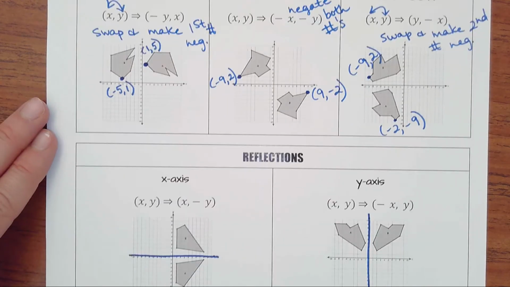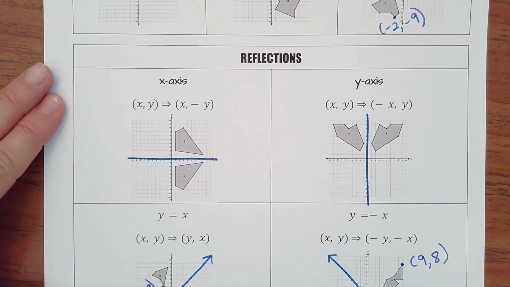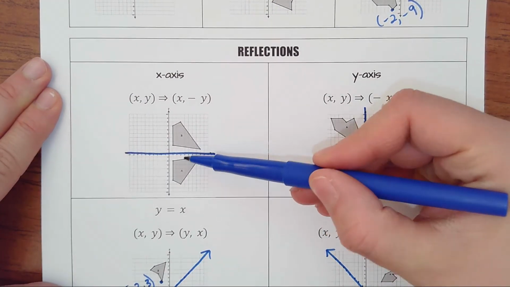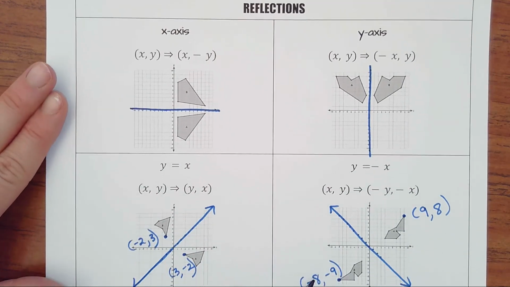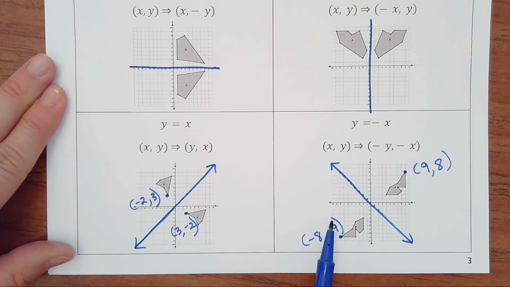Okay, and then a reflection. I'm not going to talk a lot about the x and the y axis. Those are always easy to identify. You just know they're equidistant from one of those axes. But then what gets me sometimes is the difference between a rotation and then one of these reflections.